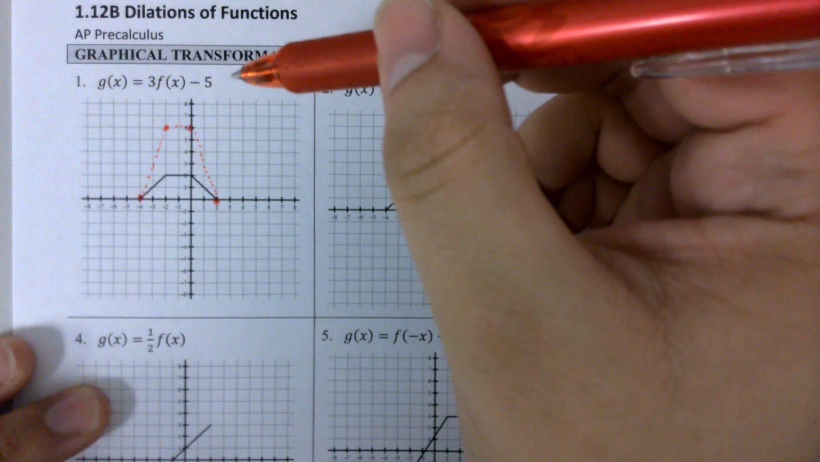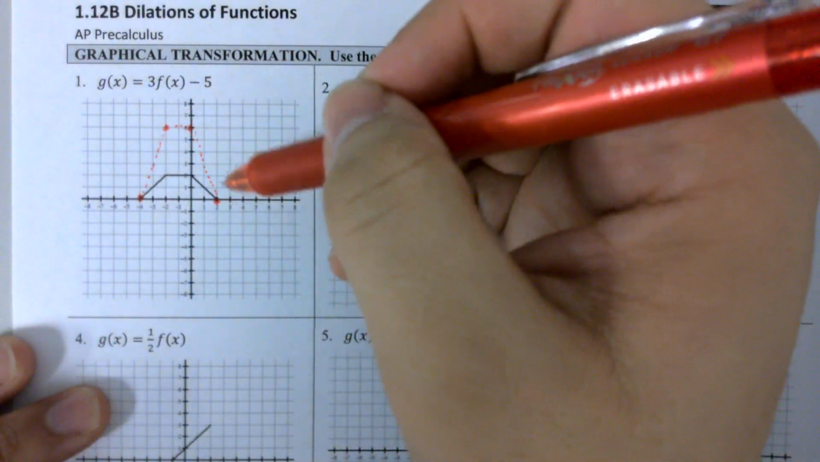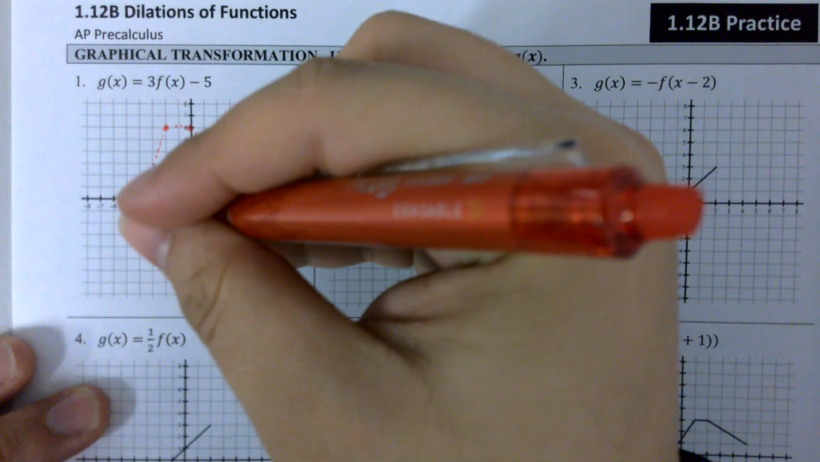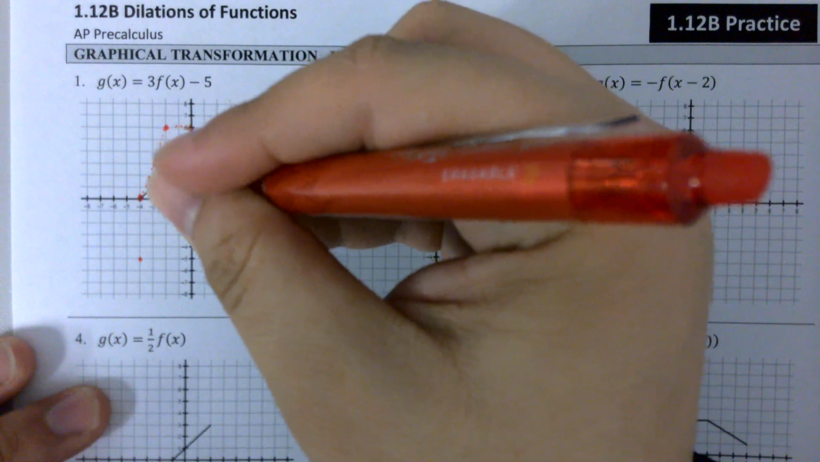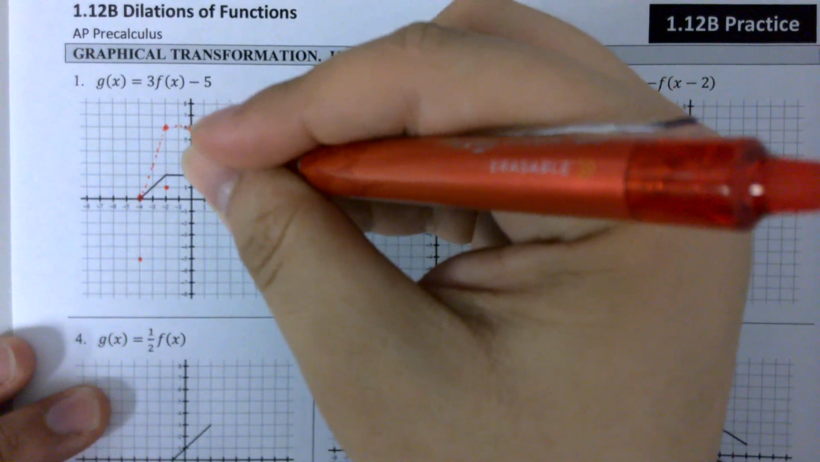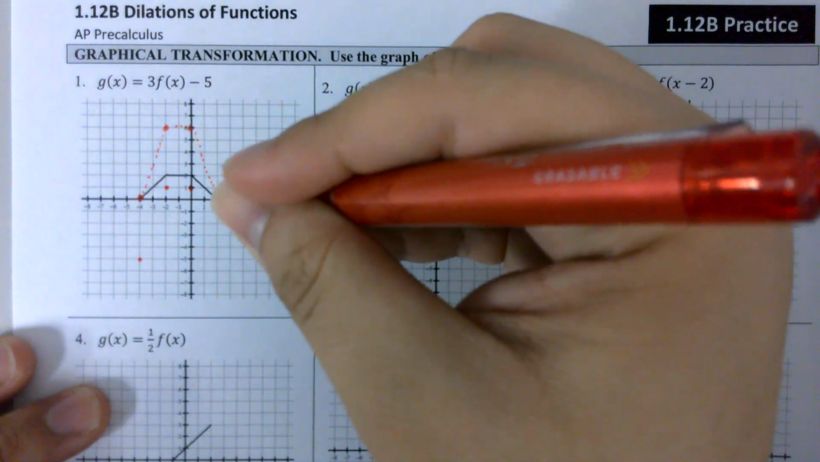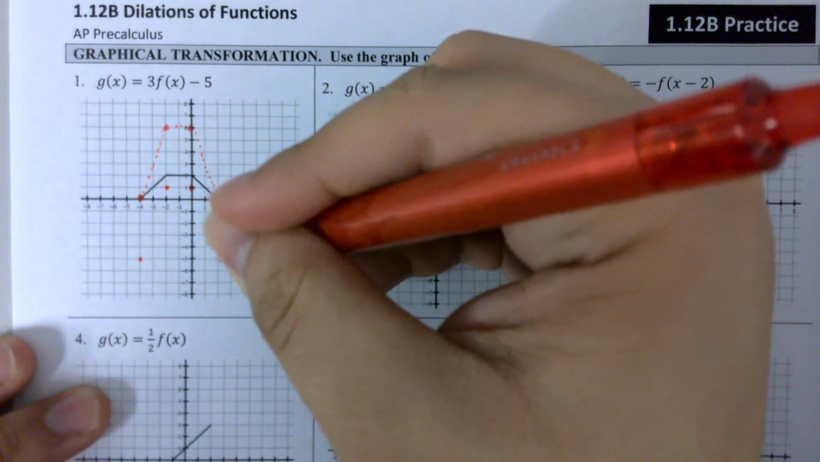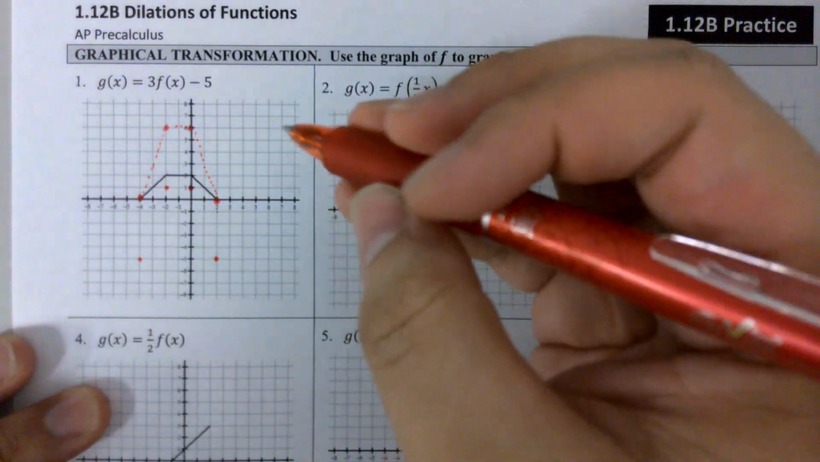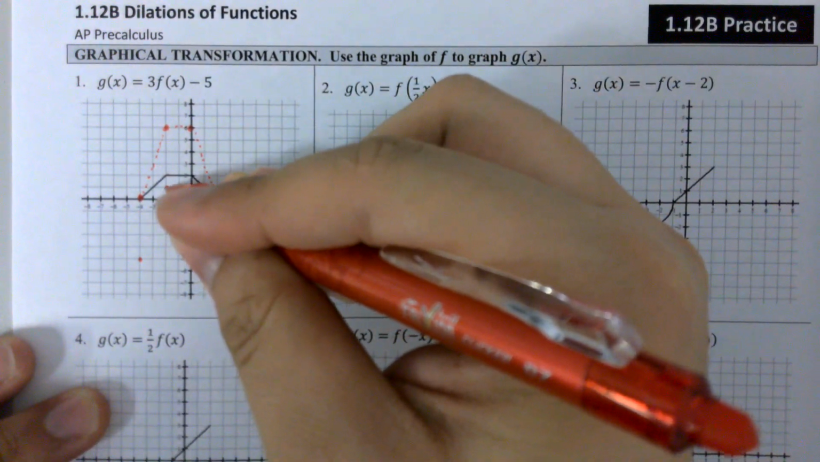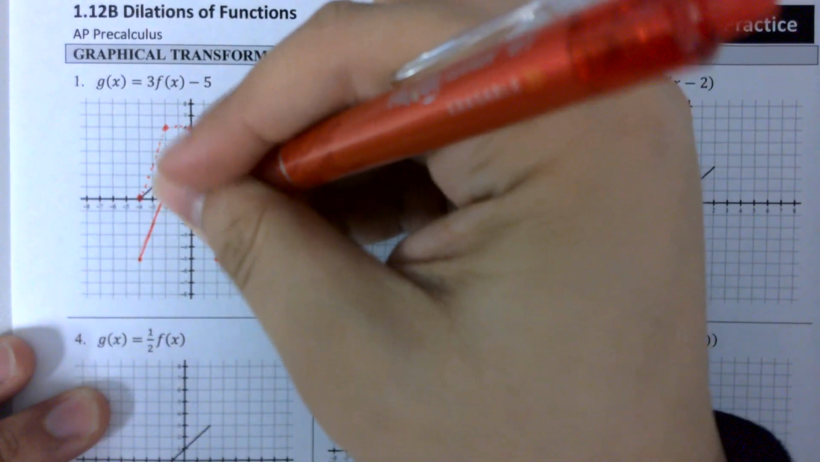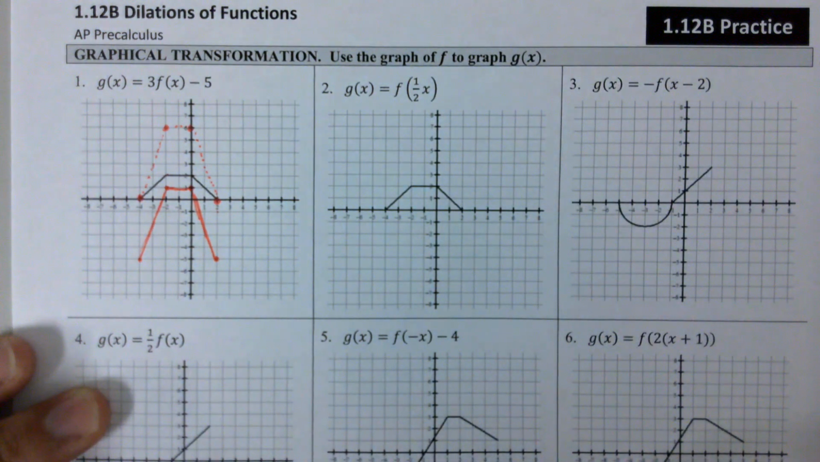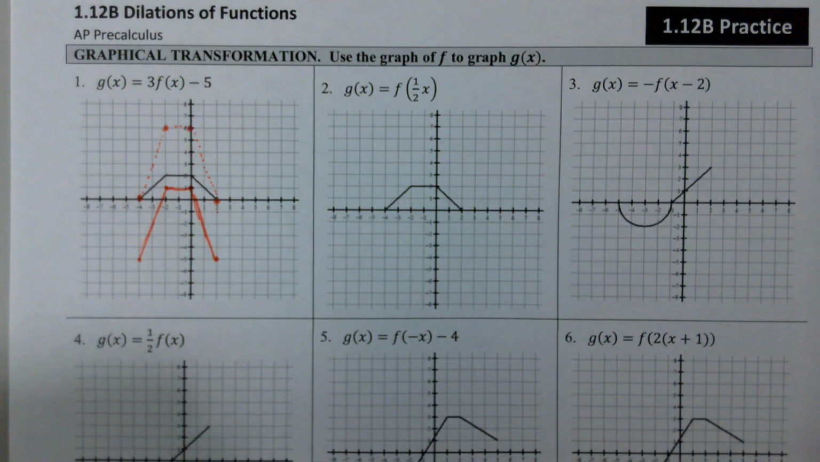But now we still have to move our function down 5 units. So all of our points that we've made so far, we have to move them down now. So 1, 2, 3, 4, 5. Again, 1, 2, 3, 4, 5. 1, 2, 3, 4, 5. And then 1, 2, 3, 4, 5. So our new function, g of x, will look like this. And there we go. So now our function has both of these transformations.